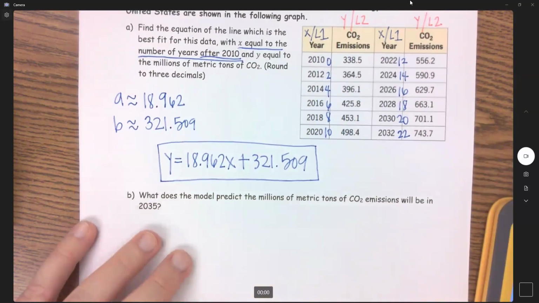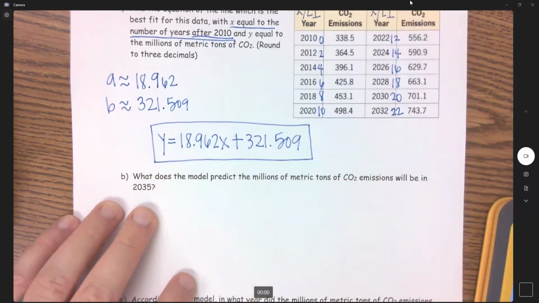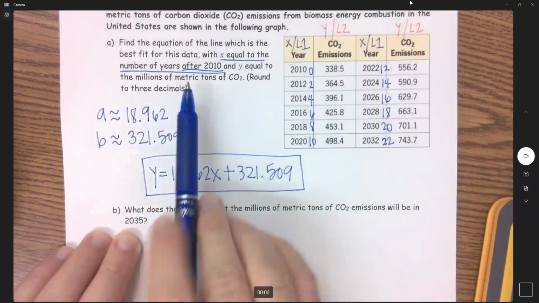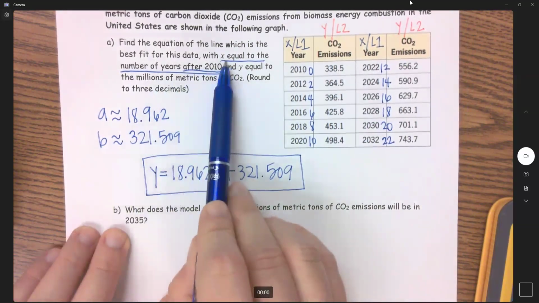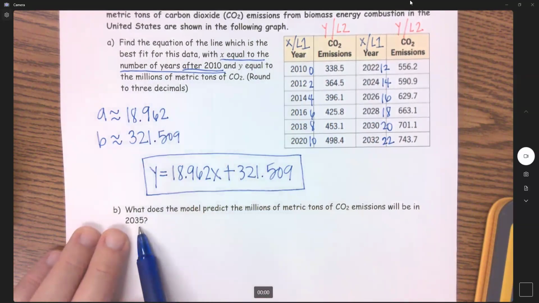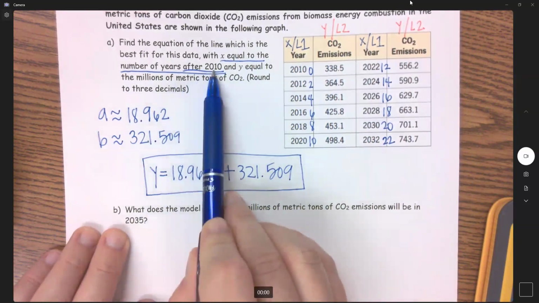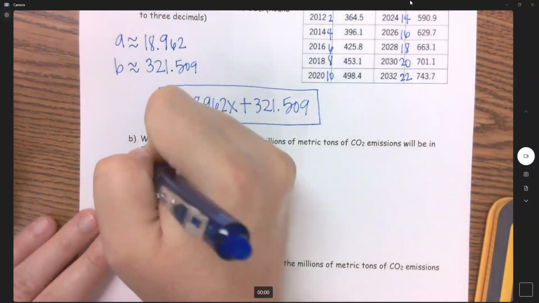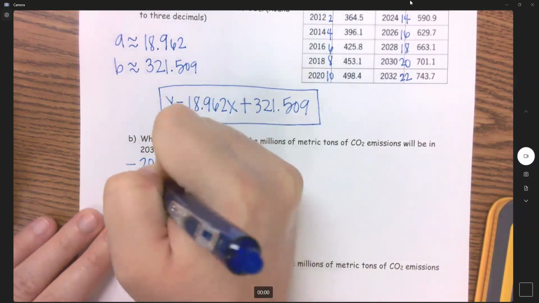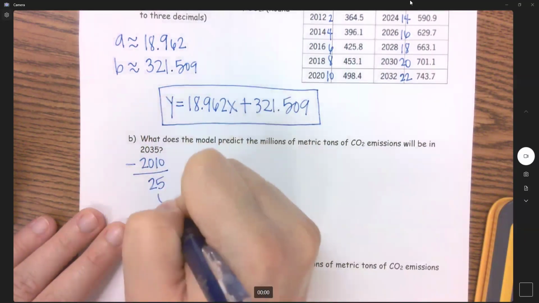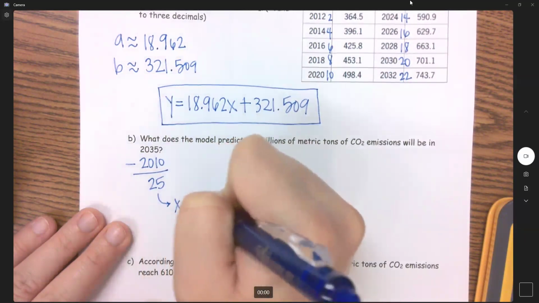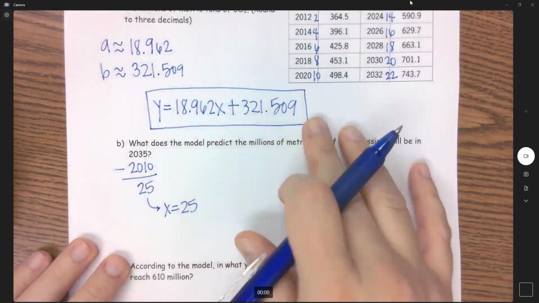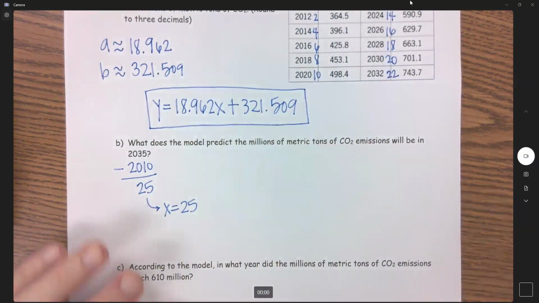So what does this model predict the millions of metric tons of CO2 to be in 2035? So the year, it says X is equal to the year. So this is representing X, but it's the years after 2010. So I need to take whatever year I'm in and subtract 2010, and we're going to get 25. So here, my X equals 25. You can do this one of 2 ways.